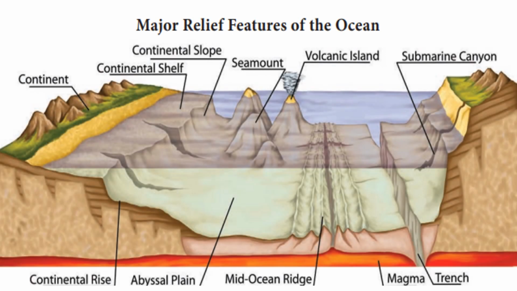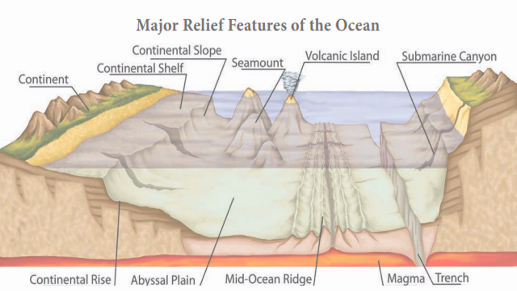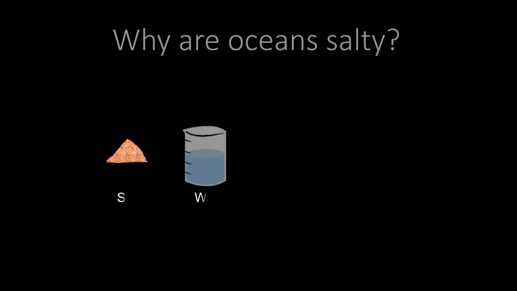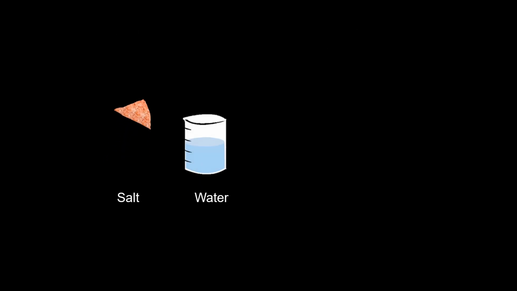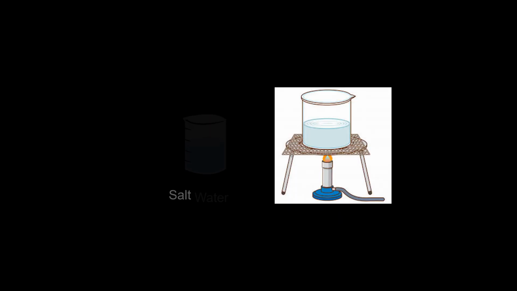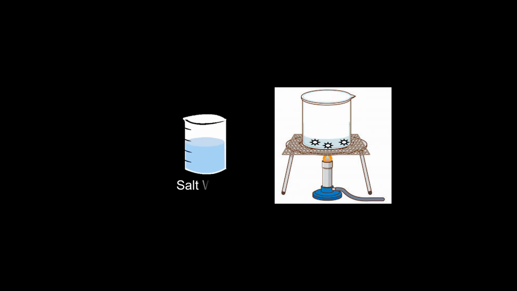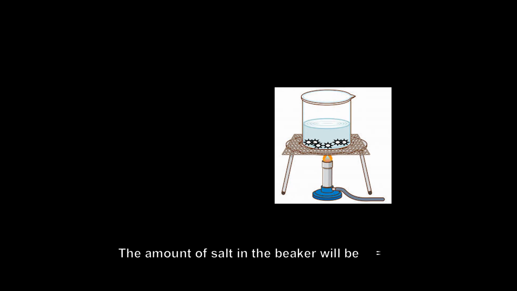A visual recap of the major relief features of the oceans. Here I will demonstrate why oceans are salty. Take a beaker of fresh water. Add a portion of salt. Now boil the beaker of water. What happens? The water evaporates while the dissolved salts remain. When the process is repeated again and again, the waters evaporate while the salts accumulate.